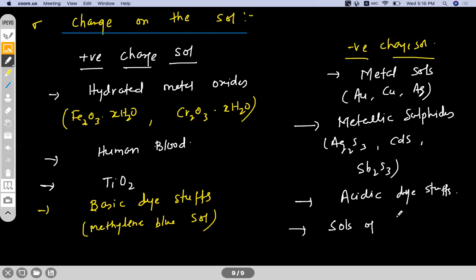Sols of starch, gum, charcoal, gelatin, etc. are negative charge sols.